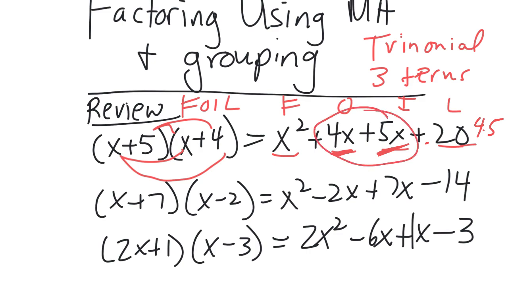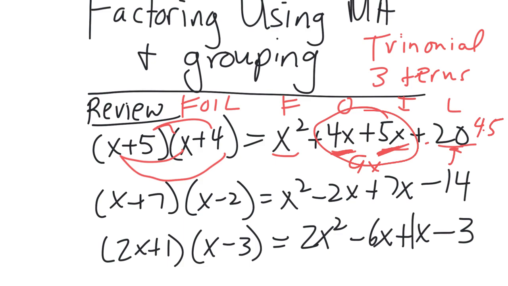The whole premise about MA, which is short for what multiplies to give you the last and adds to give you the middle, that's where that comes from. So you're just going to look at what numbers multiply to give you 20 and add to give you the middle term, which in this case, if you do the math, would be 9x. Factors of 20 that give you 9x are 5 and 4.